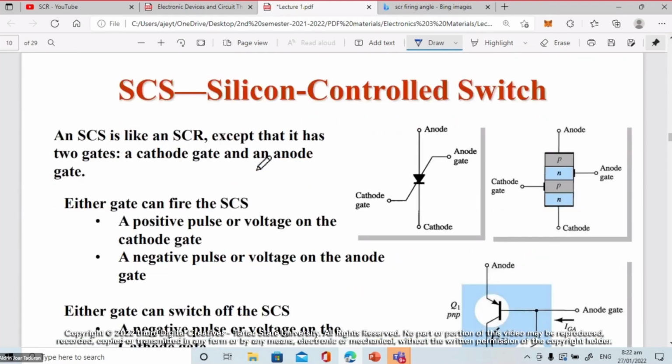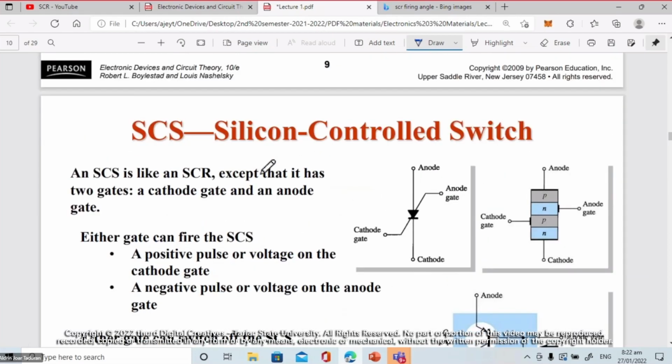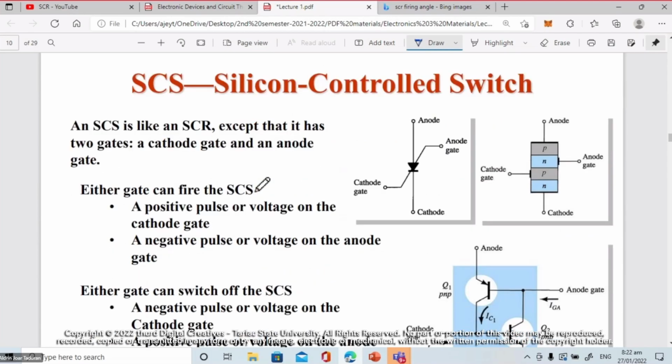So, I think two semiconductors ang i-discuss natin for today. The next, silicon control switch. So, ito yung counterpart naman ng silicon control switch natin. It's like an SCR, except that it has two gates. Okay? So, mapapansin nyo meron kang dalawang gate.